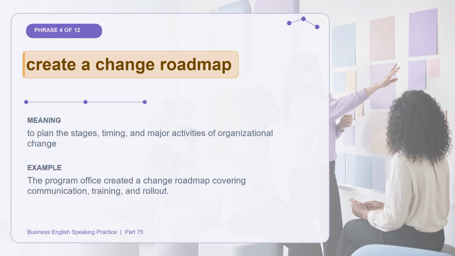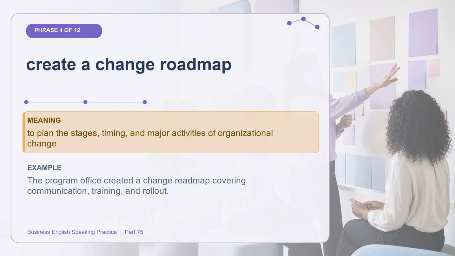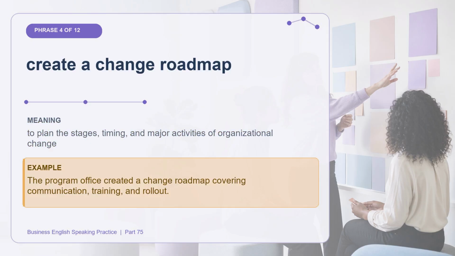Phrase 4. Create a change roadmap. Meaning, to plan the stages, timing, and major activities of organizational change. Example: the program office created a change roadmap covering communication, training, and rollout.